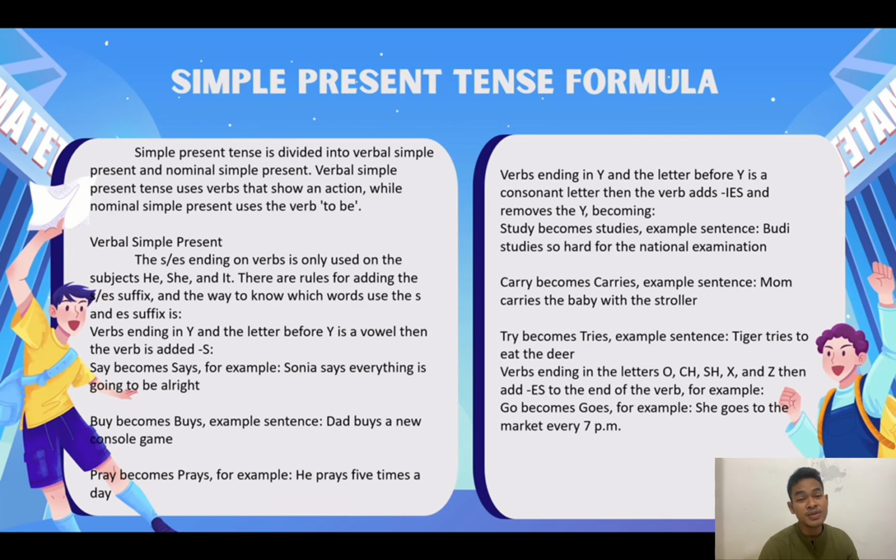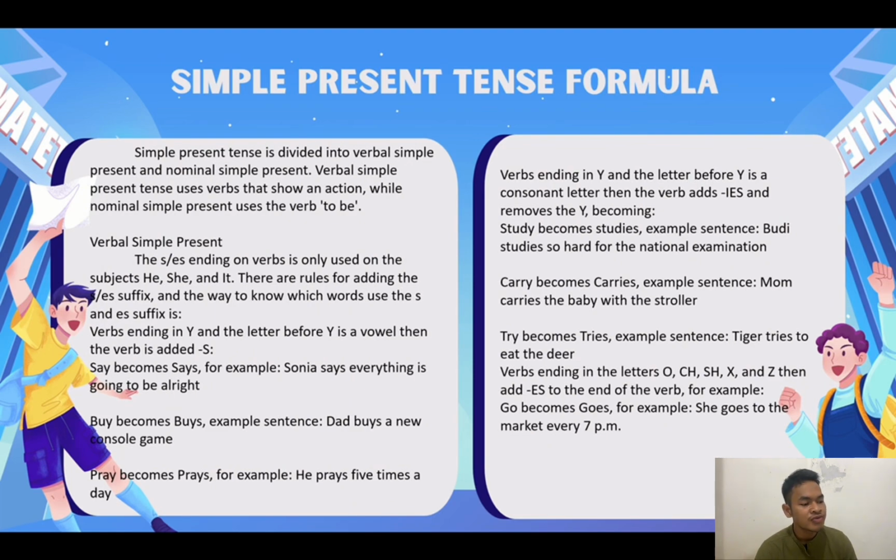Next is simple present tense formula. Simple present tense is divided into verbal simple present and nominal simple present. Verbal simple present tense uses a verb that shows an action, while nominal simple present uses the verb to be. In verbal simple present, the s or es ending on a verb is only used on the subjects he, she, and it. There are rules for adding the s or es suffix.